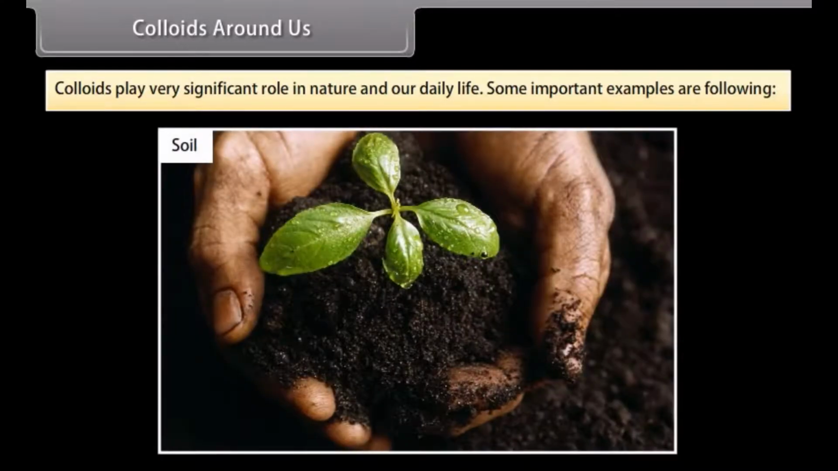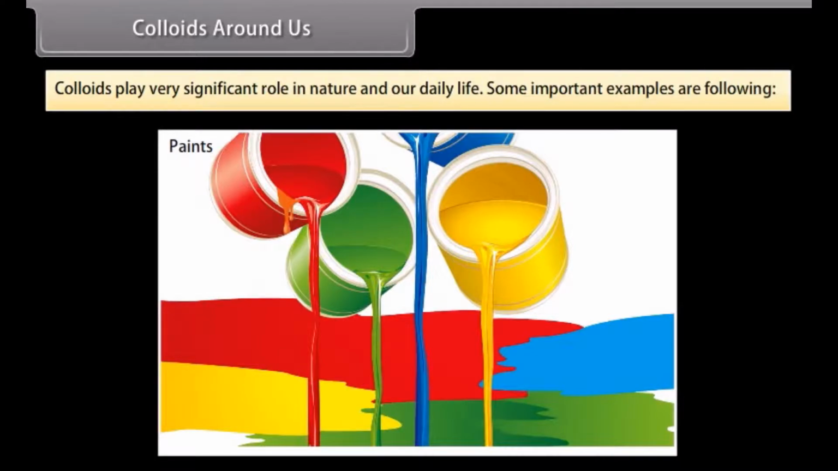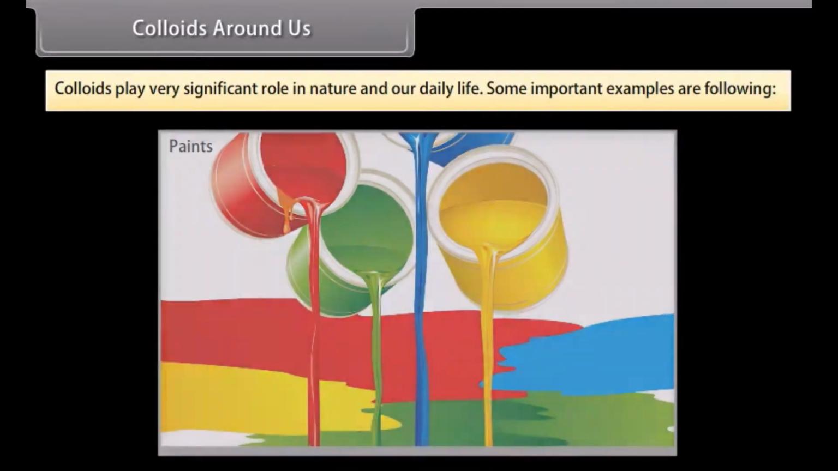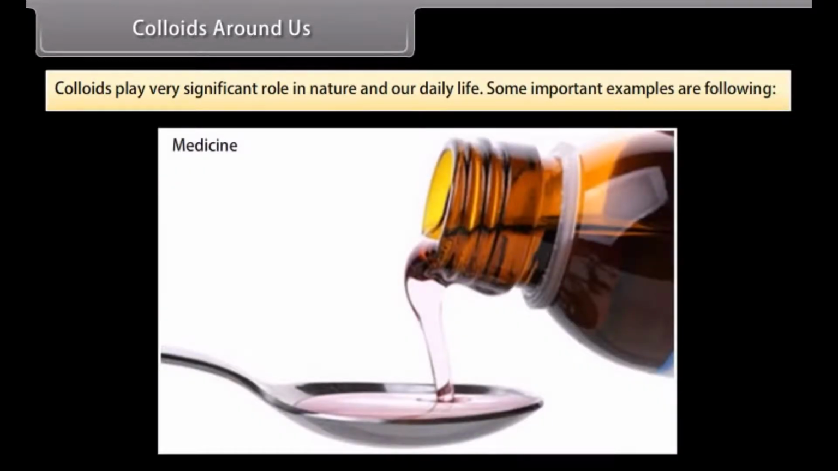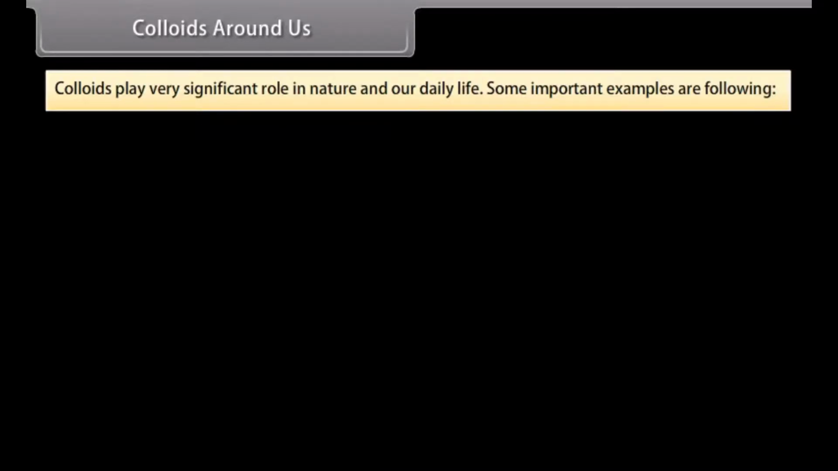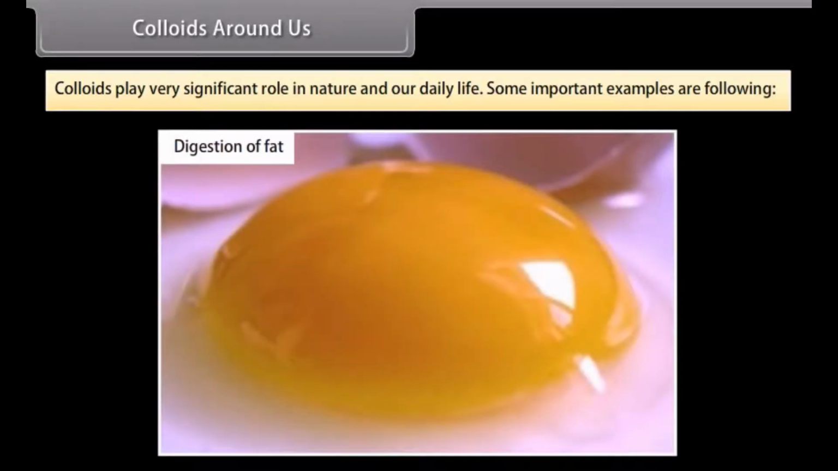Soils. Fertile soils are colloidal system, and on account of their colloidal nature, soils adsorb moisture and nourishing materials for plants. Paints. All paints are colloidal dispersions of solid pigments in a liquid medium. Medicines. Many medicines are colloidal in nature. The medicines in colloidal form are easily adsorbed by body tissues and are more effective. Digestion of fats. The digestion of fats is aided by emulsification.